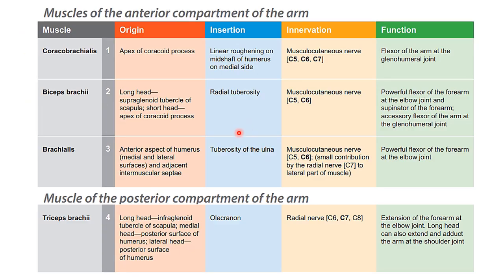This table summarizes the muscles of the arm with their origin, insertion, innervation, and action. Keep in mind that you need to memorize and remember the root values of each nerve.